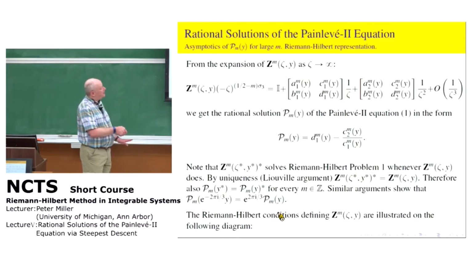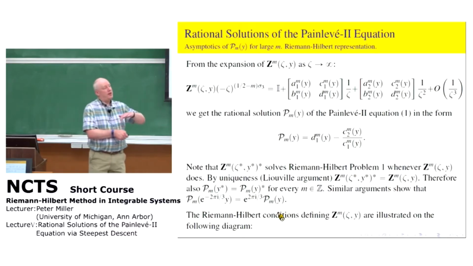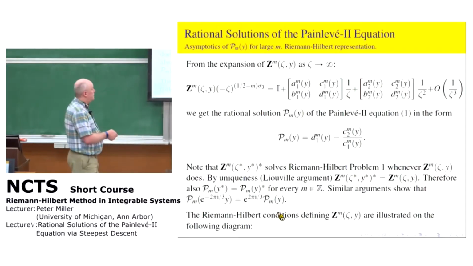And if you trace that through these expansions, that tells you that PM of y star is the same thing as PM of y star, for every m in the integers. And similar arguments also show that you can rotate PM by 2 pi i over 3. So it's good enough to look only in the upper or lower half plane. It's also good enough to get things in just one of the sectors of opening angle 2 pi over 3. Everything else is obtained just by rotation.